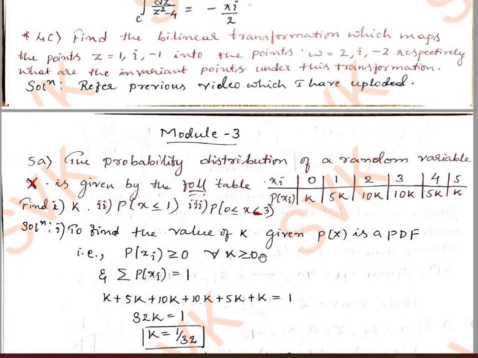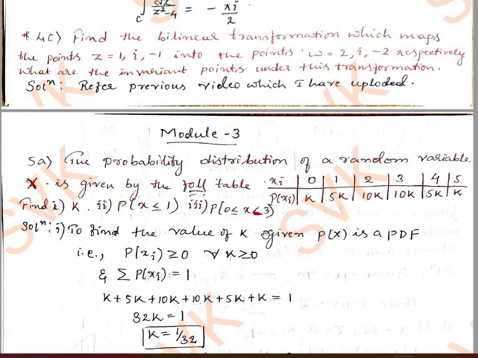Moving on to module 3, the probability distribution of a random variable x is given by the following table. Find the value of k, probability of x less than or equal to 1, probability of x lies between 0 and 3, where 3 is not included. So therefore we should exclude 3 here. We should just find out probability of 0, probability of 1, probability of 2.